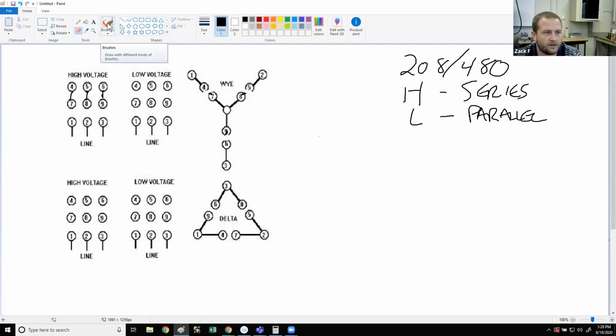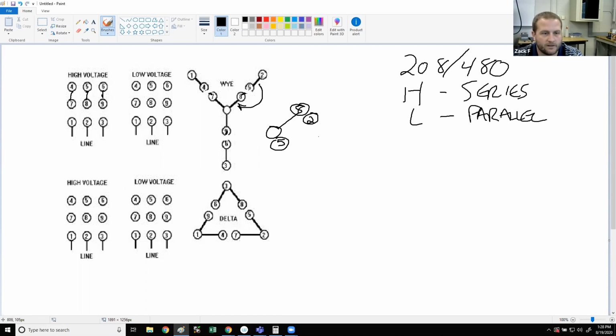Okay. About Y low, we're going to parallel them, right? So what I always say is take this winding and bring it right next to here. So it looks like this. Right? We're going to parallel them.